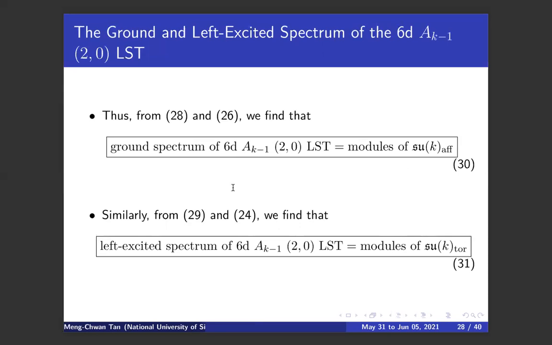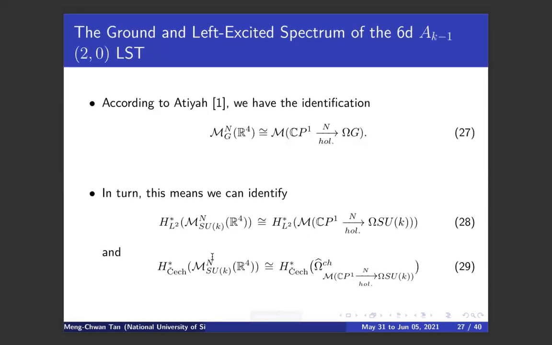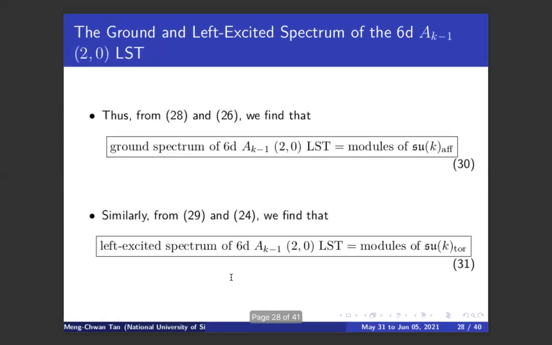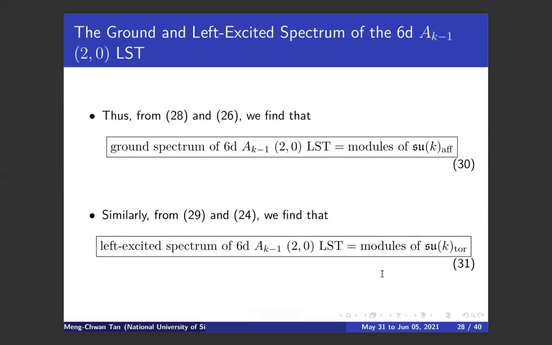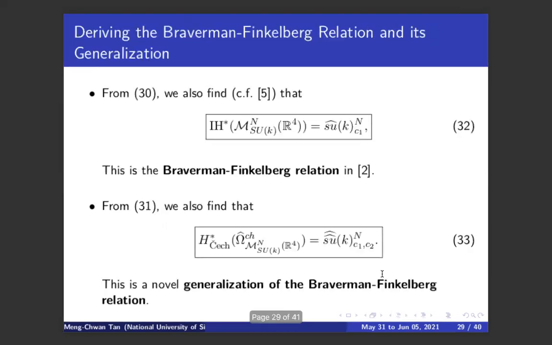Likewise, from 29, which identifies the Čech cohomology on the space of instantons, which then gives us the left excited states of the little string theory, and from 24, with its identification with toroidal algebras, we can make the following conclusion: the left excited spectrum of 6D little string theory is given by modules of the SU(K) toroidal algebra.